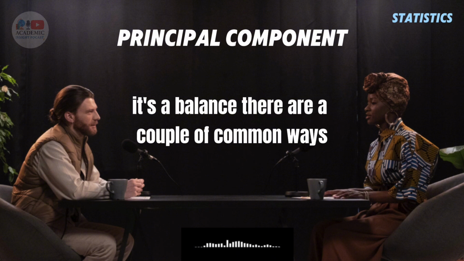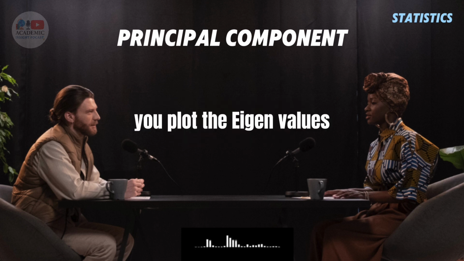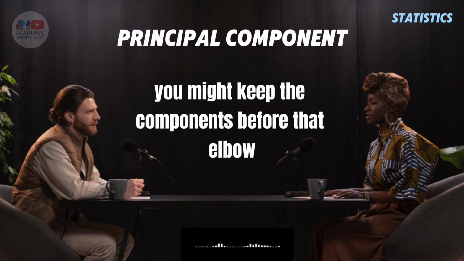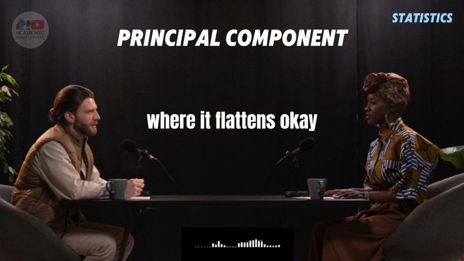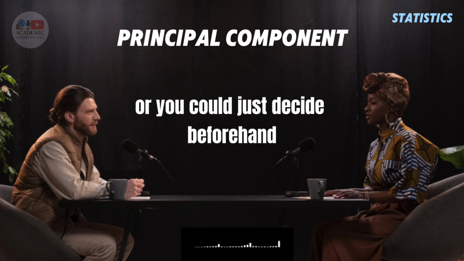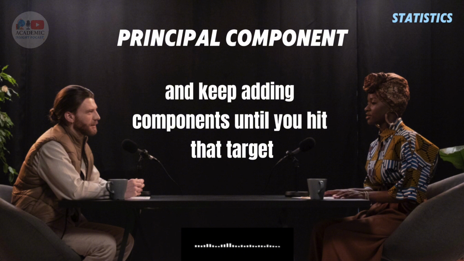It's a balance. There are a couple of common ways. One is the scree plot. Scree plot? Yeah, you plot the eigenvalues, and they usually drop off pretty sharply, then level out. You might keep the components before that elbow where it flattens. Okay, like finding the point of diminishing returns. Sort of, yeah. Or you could just decide beforehand, I want to explain 85% of the variance, and keep adding components until you hit that target.